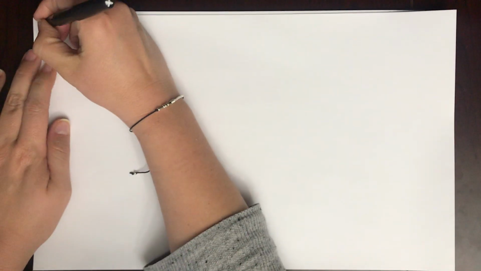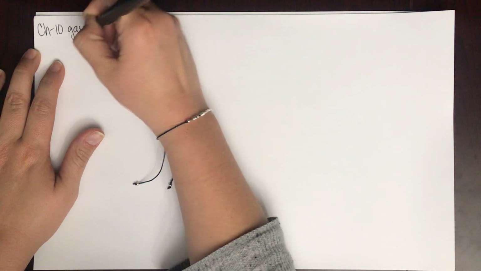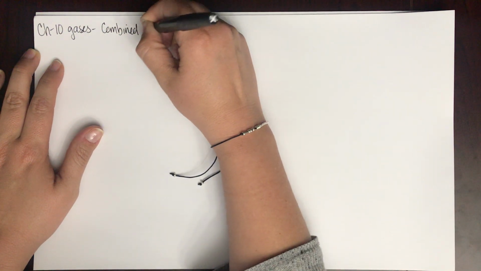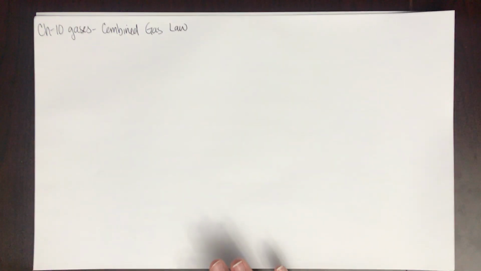Okay, so let's look at something called the combined gas law. The combined gas law combines both Boyle's law and Charles' law. So we're looking at volume, temperature, and pressure.